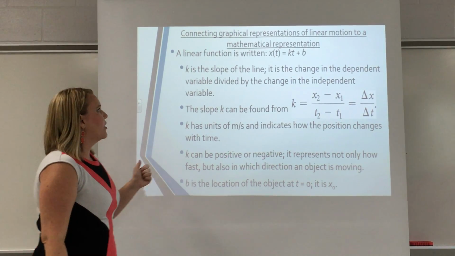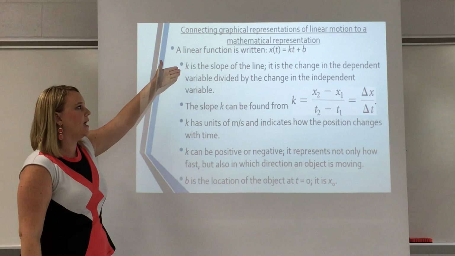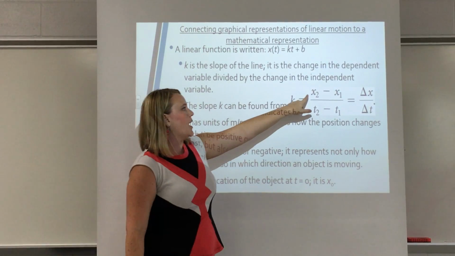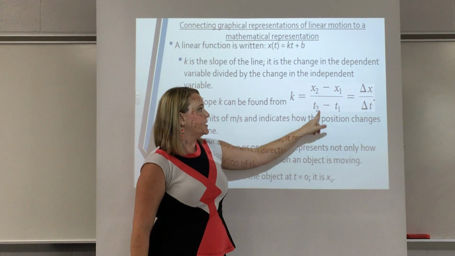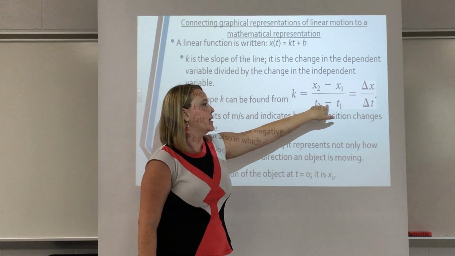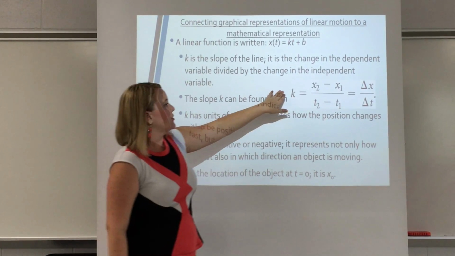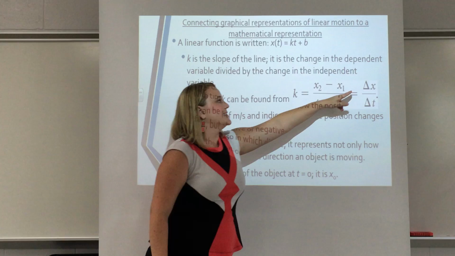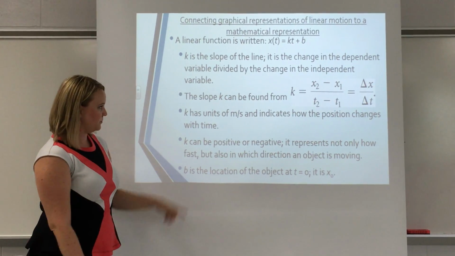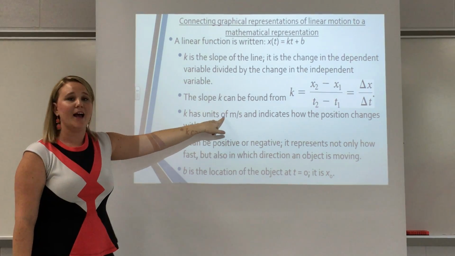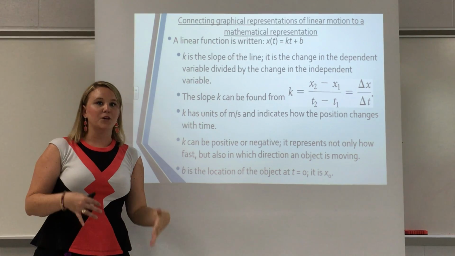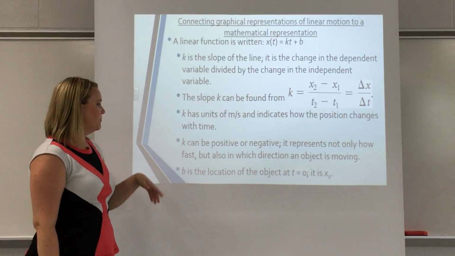Okay, this we've kind of already talked about. The slope of the line is the change in the dependent divided by the change in the independent. So we have x2 minus x1 divided by t2 minus t1 because my position is my dependent and my time is my independent. So that means the slope of this line is the change in distance over the change in time. That means the slope has units of meters per second. Does that sound familiar? What do we anticipate our slope being?